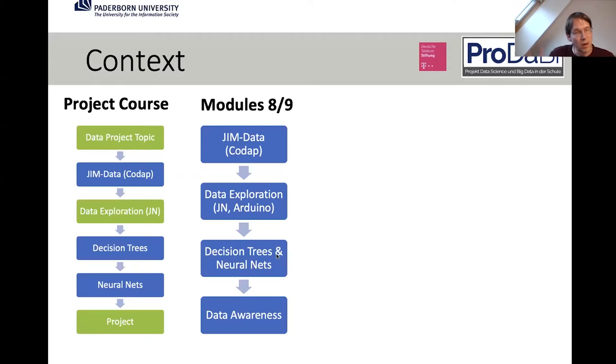Then we have also kind of condensed things about decision trees and neural networks and data awareness. So when you take a closer look here at the project course, it fits to the talk we heard last year. We always tried from the beginning to include these societal, ethical aspects. And at first we had the idea, after the project, to have then ethical reflection, but it turned out really problematic to have time when you are in the focus of doing some project work.